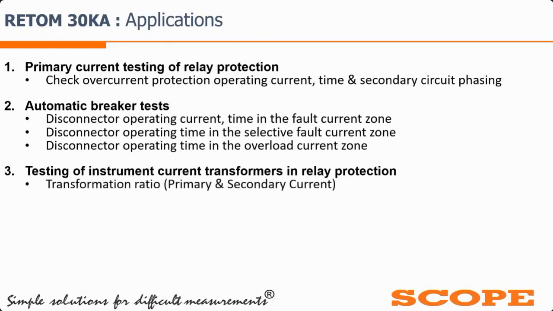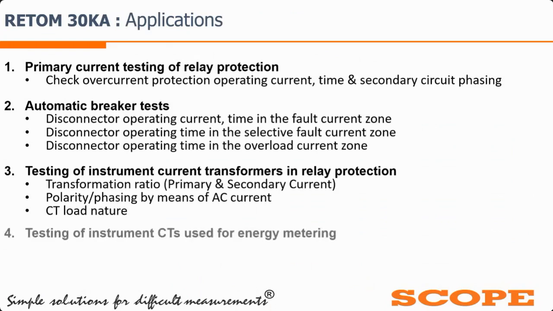Then from the point of view of current transformers in relay protection, the transformation ratio, that is the primary and secondary current measurement facility, we have provided. Polarity or phasing by means of AC current. CT load nature we can check. As I said, the impedance, reactance, and resistance parameters we can measure, and we can find out the CT load nature.